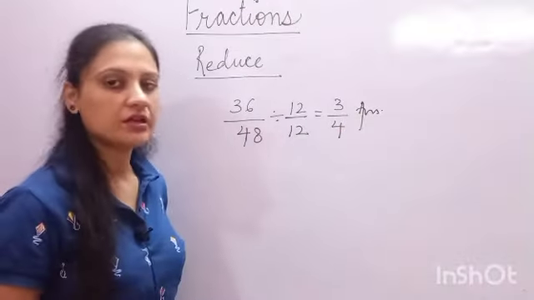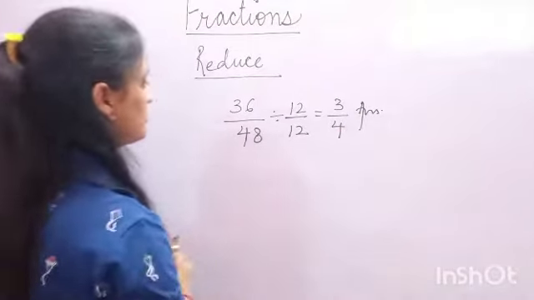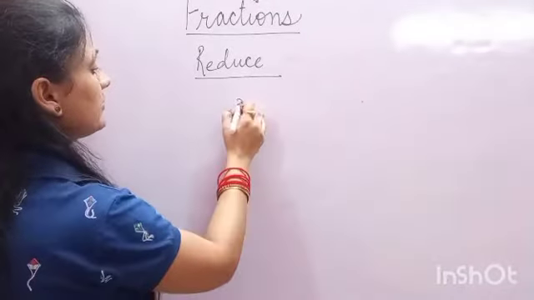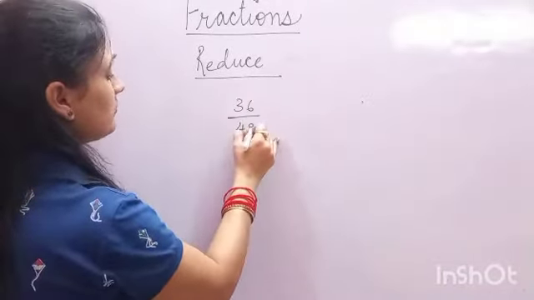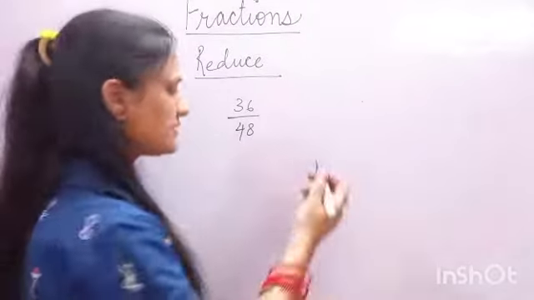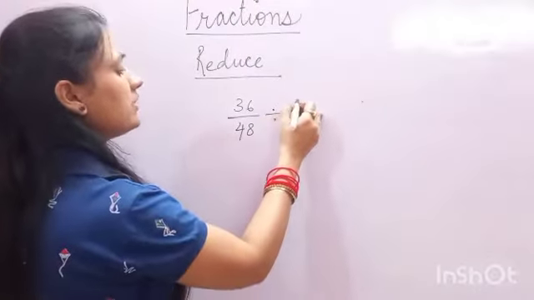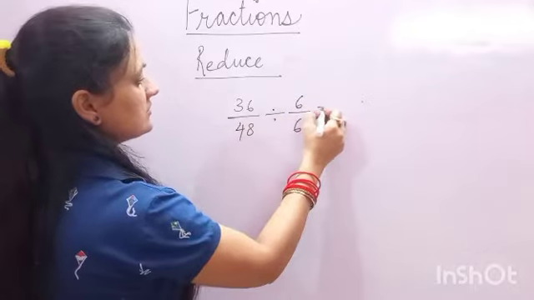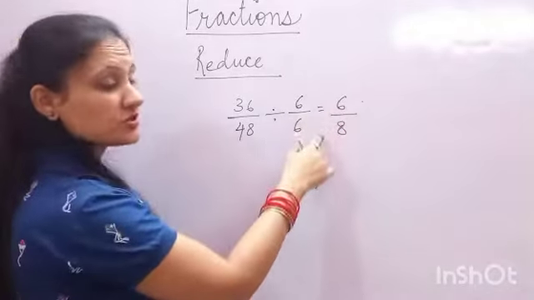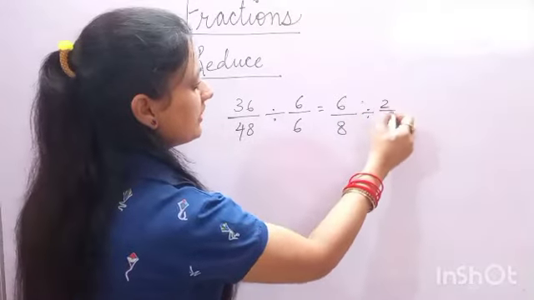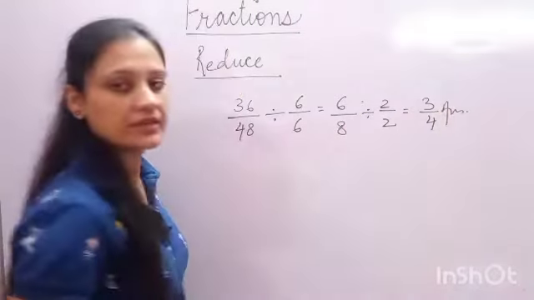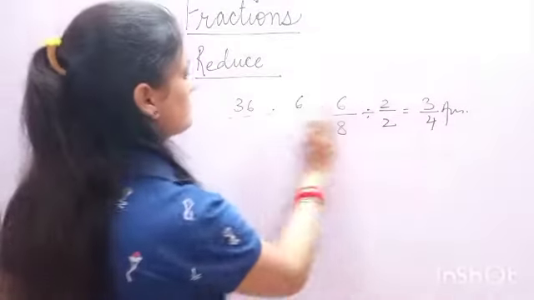Is this clear? Understood everyone? So this is how we reduce to the lowest term. If you don't think of a bigger number, you can start with a smaller number, then also you'll get the same answer. Let's see, if you wanted to divide by 6. Here 6 6s are 36, 6 8s are 48. Again it is reducible by 2. We'll divide it by 2. See, the answer is again 3 by 4. Is this clear everyone? Let us move ahead.